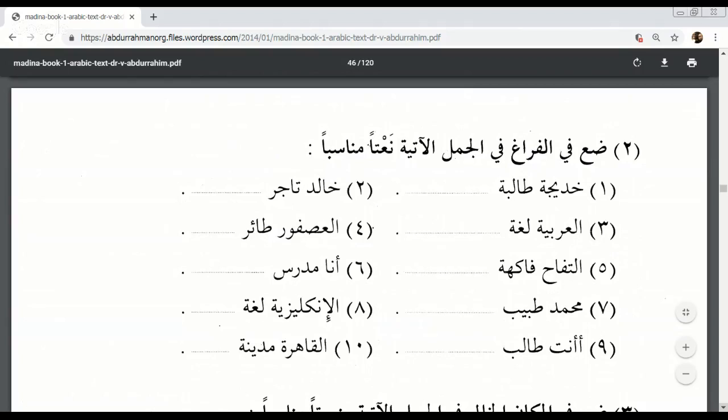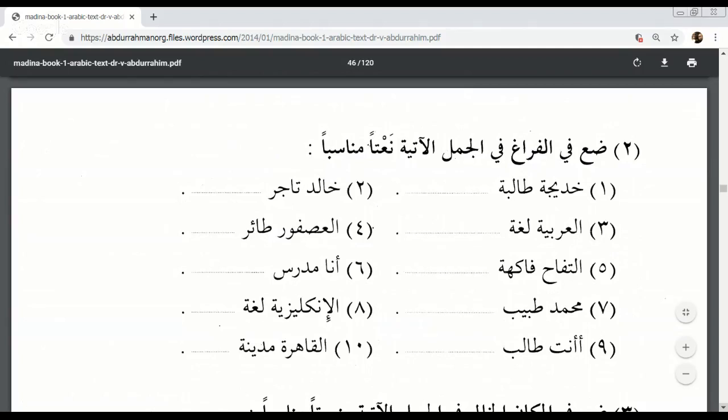We have to complete the sentence. So what could we say? Okay. Khadijatun talibatun jadidatun. Yes, we could say that. So Khadija is a student, and then we can add another adjective and say Khadija is a new student. Or we could say a hard-working student. Talibatun mujtahidatun. Yes, good. Well done.